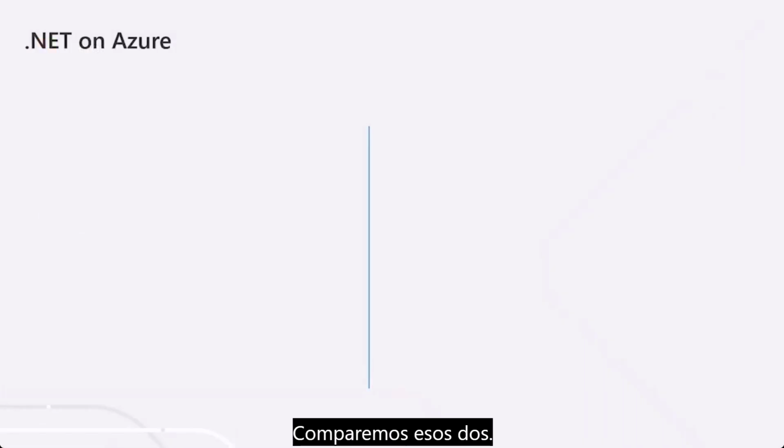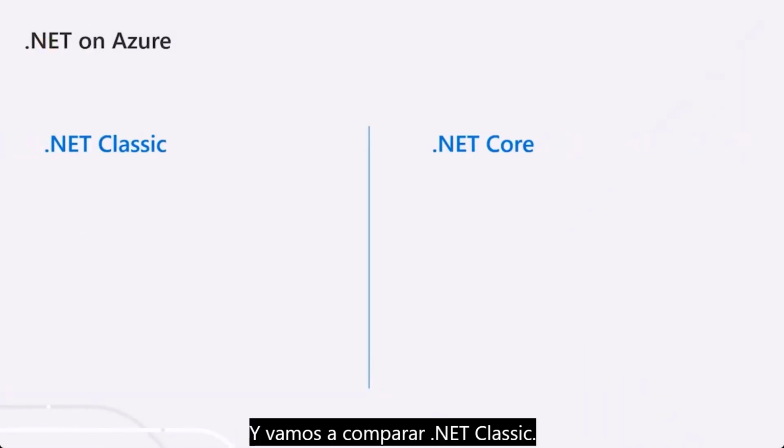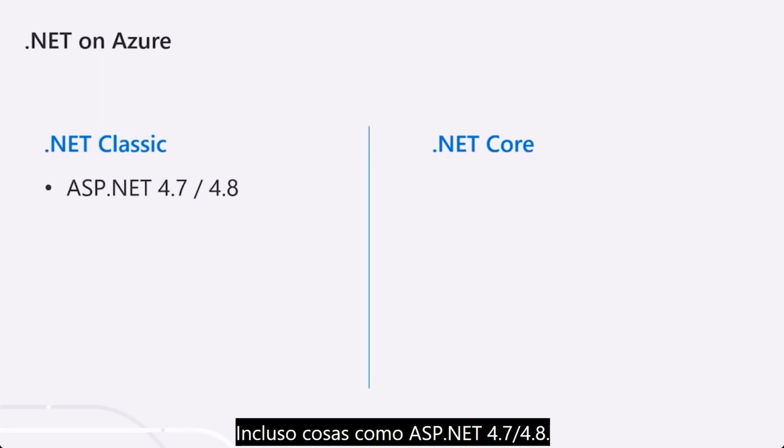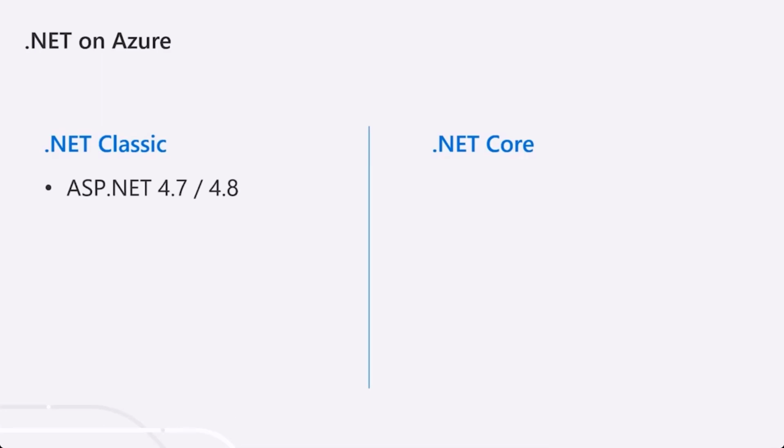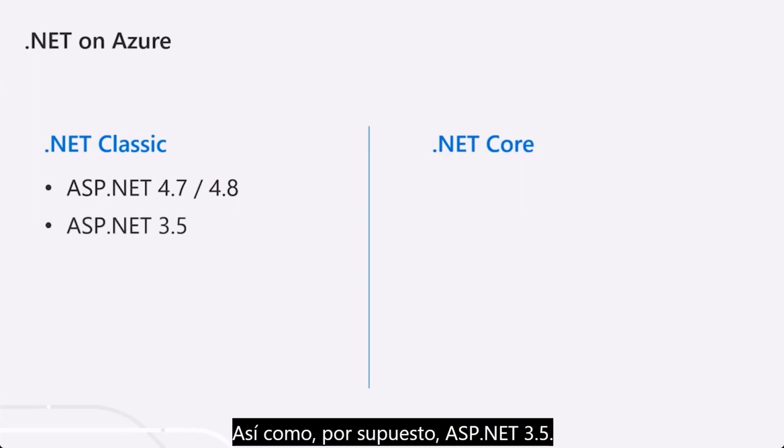So let's compare those two. We are going to compare .NET Classic, which is, .NET 3.5 is considered very classic. In fact, it's pretty old. But even things like ASP.NET 4.7, 4.8, this is a classic version of .NET, all right? As well as, of course, ASP.NET 3.5.